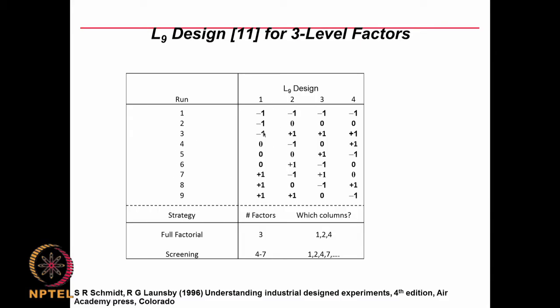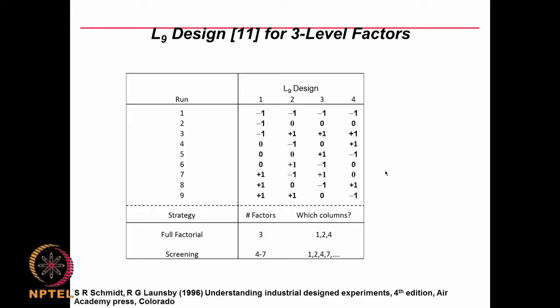So, as you can see, minuses, zeros, 1s. This is at the highest level, these are the lowest level, this is at the middle level. For example, temperature, if I am interested in looking at 30, 40, 50, plus 1 means 50, minus 1 means 30, 0 means 40. pH, if it is 3, 4, 5 I am looking at, then minus 1 means 3, 5 is plus 1, 0 is 4, like that, you know.